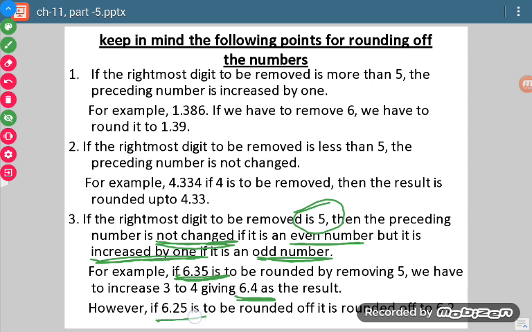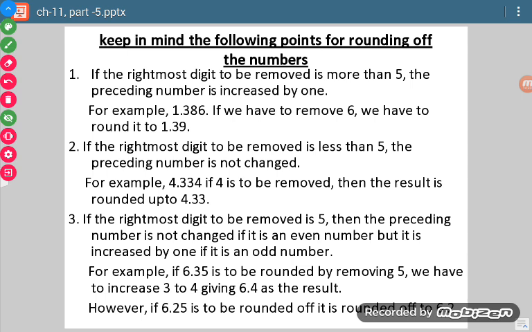and our answer will be 6.4. In this case, we have to round it off to 2 significant figures. Then at 2 we have to stop. Now the next digit is 5. The previous digit is an even number, so it will be unchanged and our result will be 6.2.